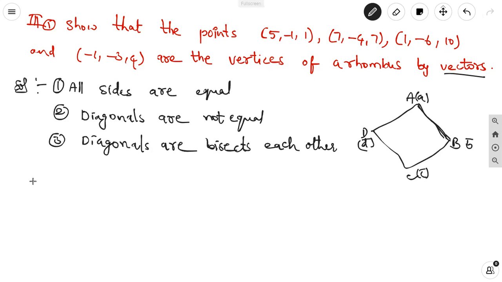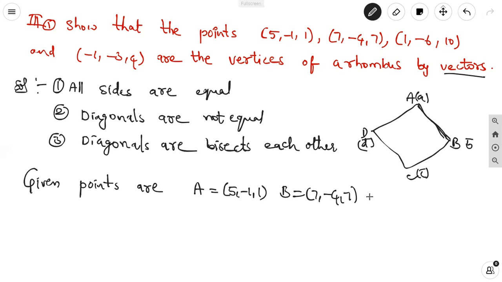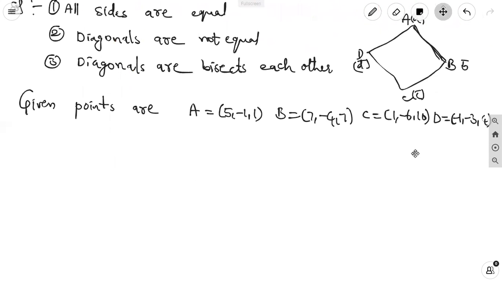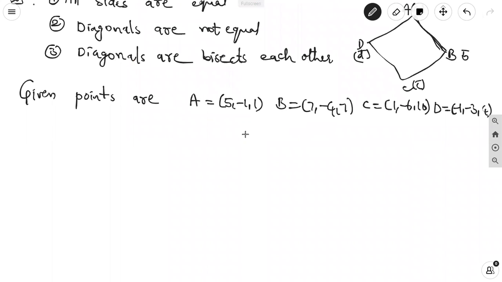Here first we can take the given points. Given points are, let it be, capital A equal to 5, -1, 1, B equal to 7, -4, 7, C equal to 1, -6, 10, D equal to -1, -3, 4. These are the vertices of the rhombus. Let it be OA, write in the vector form.